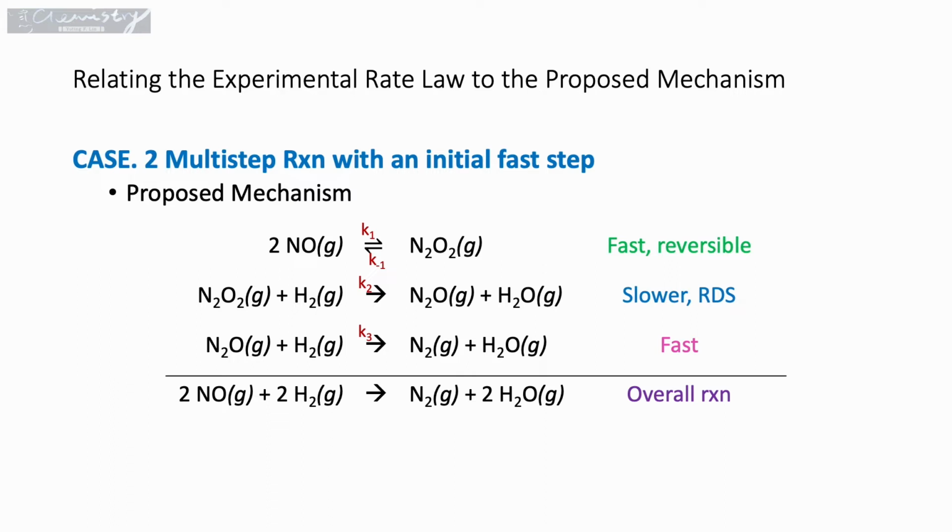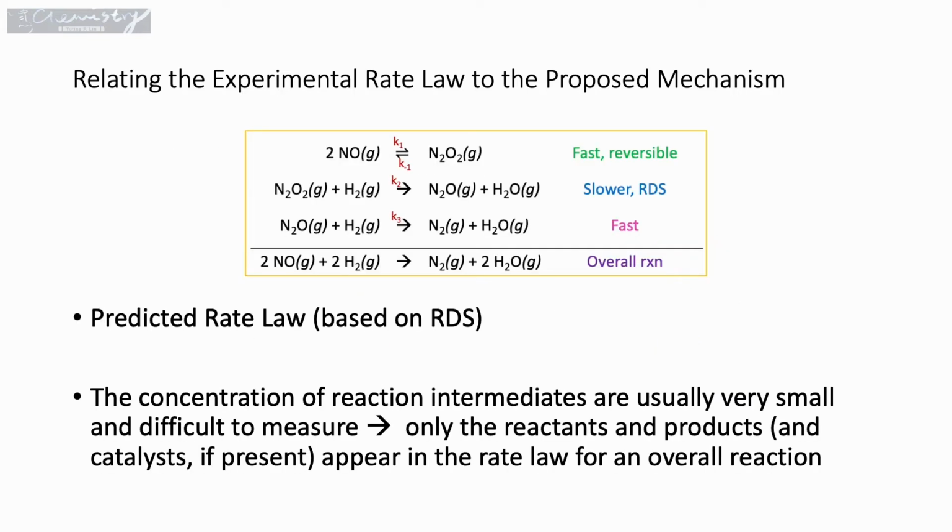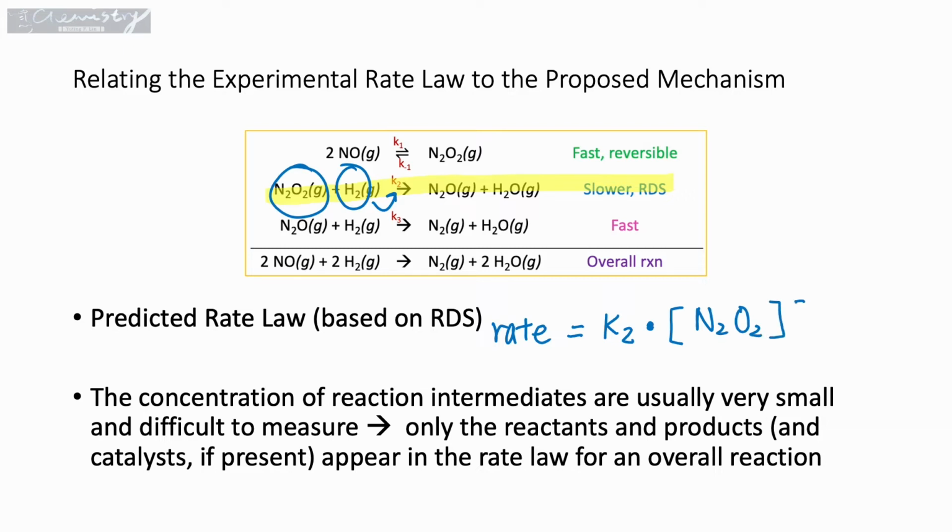So now let's try to look at how we can isolate the rate law from this information. So now let's try to predict the rate law. First, we're going to predict the rate law based on the rate determined step over here. So again, we're going to write the rate law as rate equals the rate constant times the reactants. So K2, because this is the second step, multiplied by the concentration of N2O2, and then the concentration of H2. So this is the rate determined step rate law.